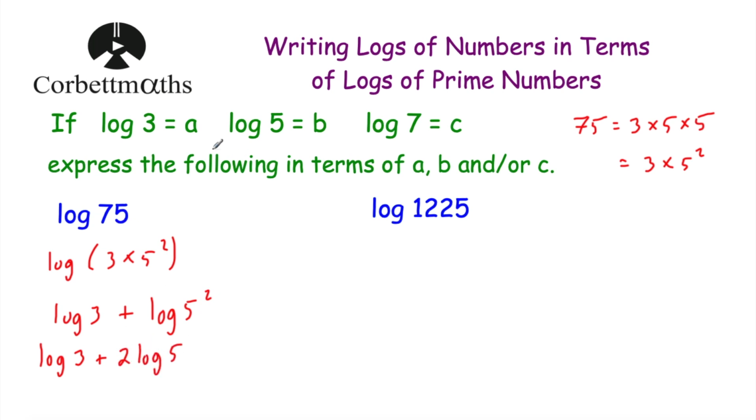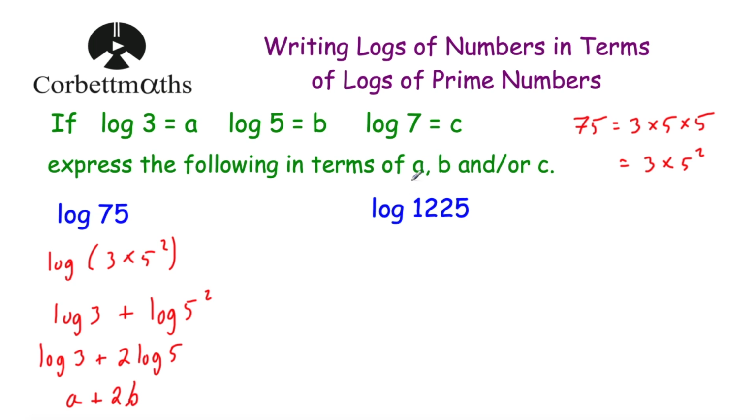And then finally, we know that log 3 is equal to A, so it's going to be A, and then plus 2 times log 5. Log 5 is equal to B, so it's going to be 2 times B, so 2B. So that means that log 75 is equal to A plus 2B. And again, you can check that out. You can, on your calculator, do the log of 3 plus 2 times the log of 5, and see if that's the same as the log of 75, and it will be. And that's it. Okay, let's have a look at our next one.